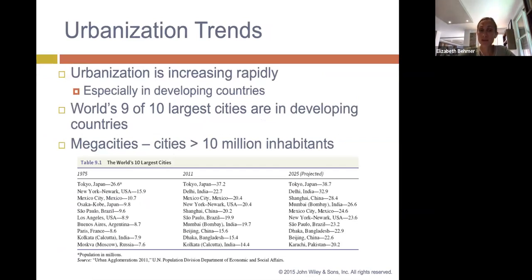Urbanization is increasing rapidly, especially in developing countries. About 9 out of the 10 largest cities are in developing countries. And a megacity is what we call a city with more than 10 million inhabitants.